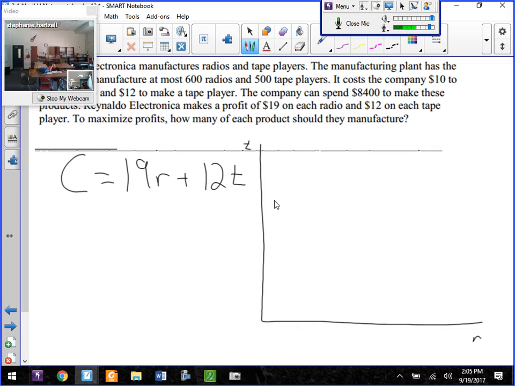It says you want to manufacture at most 600 radios. Are you going to make more than 600? Make less than 600. Yeah. So your radios are going to be less than or equal to 600. What about tape players? Less than or equal to 500. Very good.